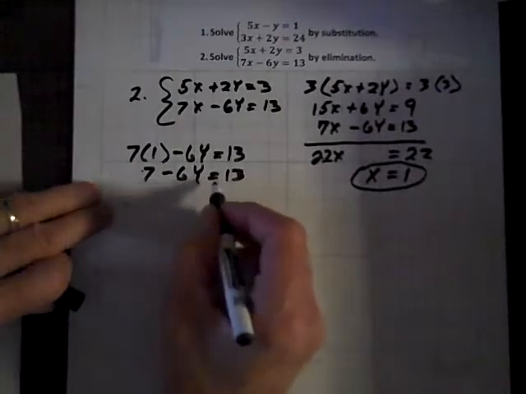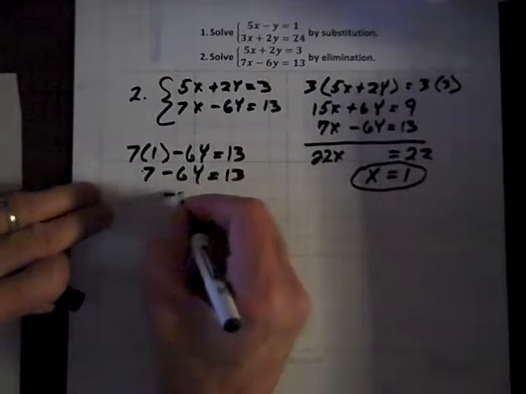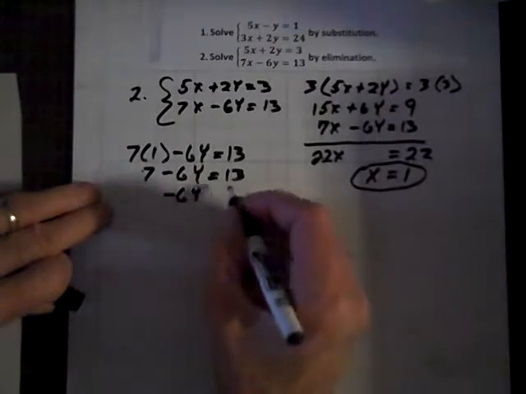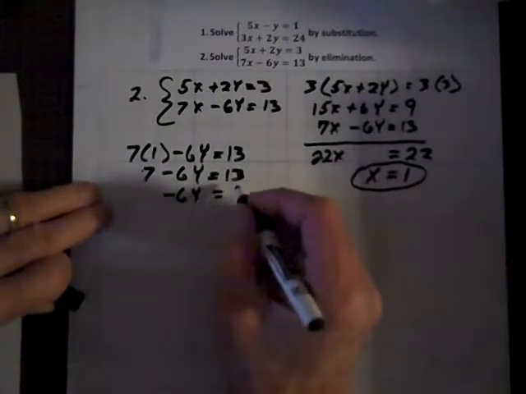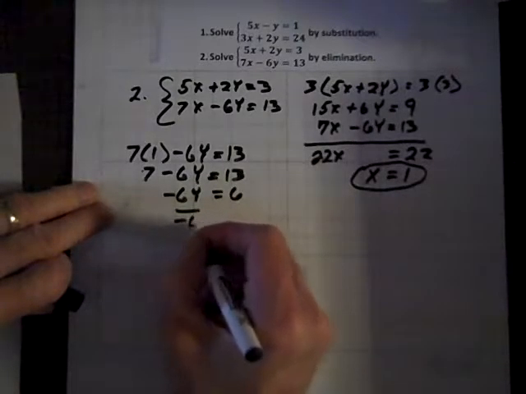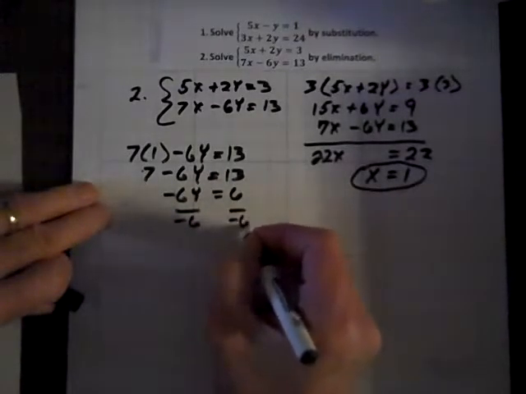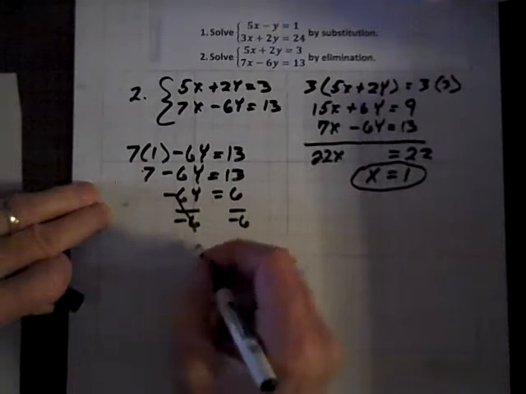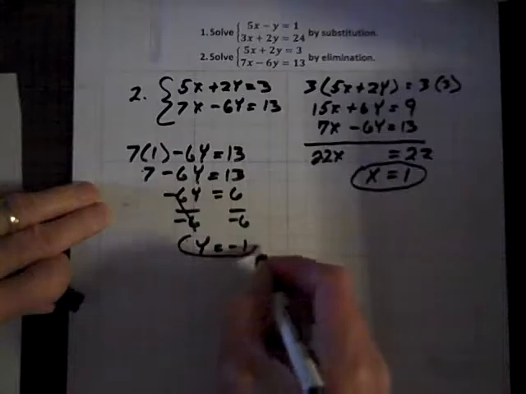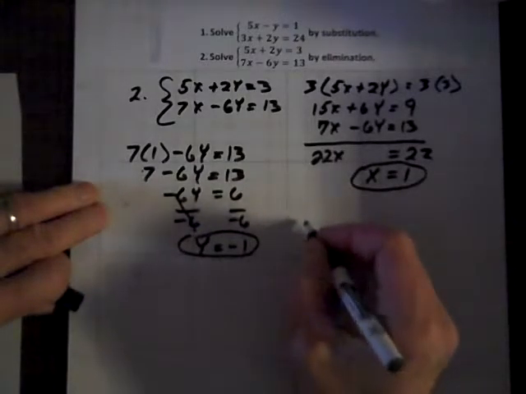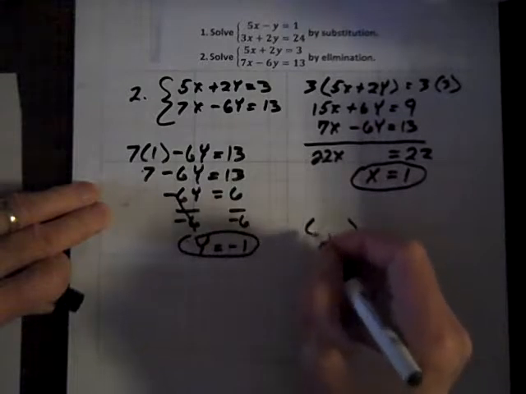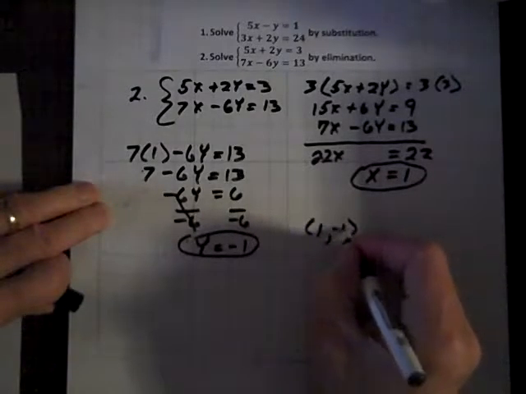Now we'll subtract 7 from both sides, so we have minus 6y, 7 minus 7, 0. And 13 minus 7 is 6. Now we'll divide both sides by negative 6. These divide out, and we get y equals negative 1. So then we claim that the ordered pair where these two lines intersect is at 1, negative 1.